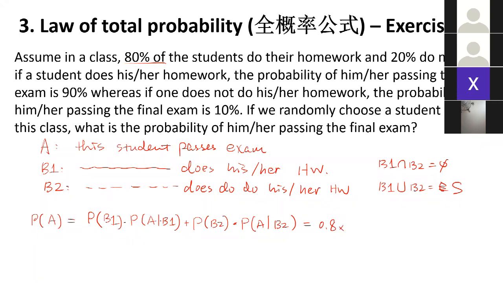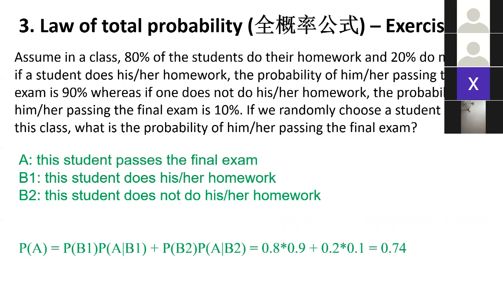Okay, times if the student does his homework, the probability of him or her passing the exam, right? So it says here 90%. So times 0.9 plus the second part, which is the probability of this student does not do his homework, which is 0.2 times if the student does not do his homework, the probability of him or her passing the final exam, which is 10% only, right? So times 0.1. Final result is 0.74. This is the probability of the event A. Okay, any questions? No? Okay, if you're interested, you can check the solution after the class on the next page.